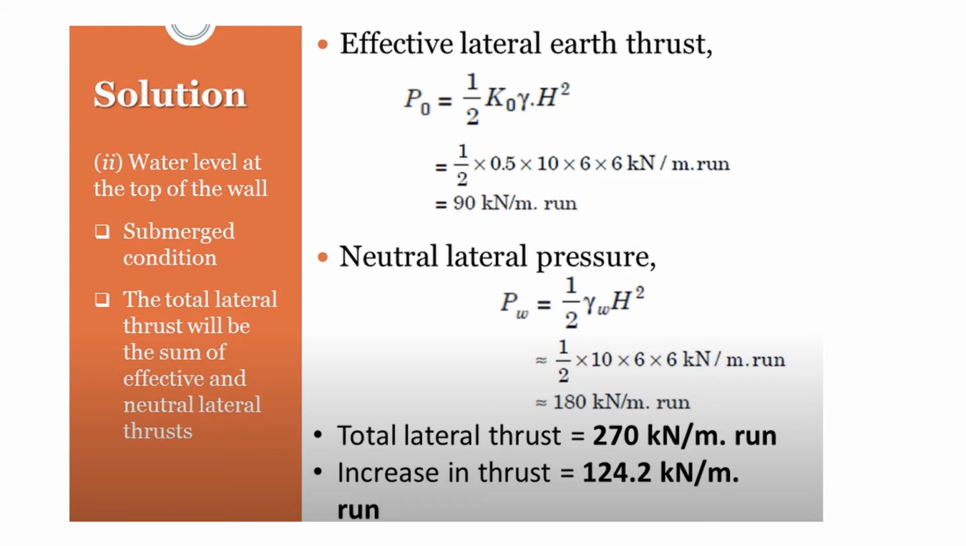So the increase in the thrust after the water table is present will be 124.2 kilonewton per meter run. That is the value which is got by subtracting the force before the water table is present from the force when the water table is present, and when we subtract those two forces, we will be getting the increase in the thrust.